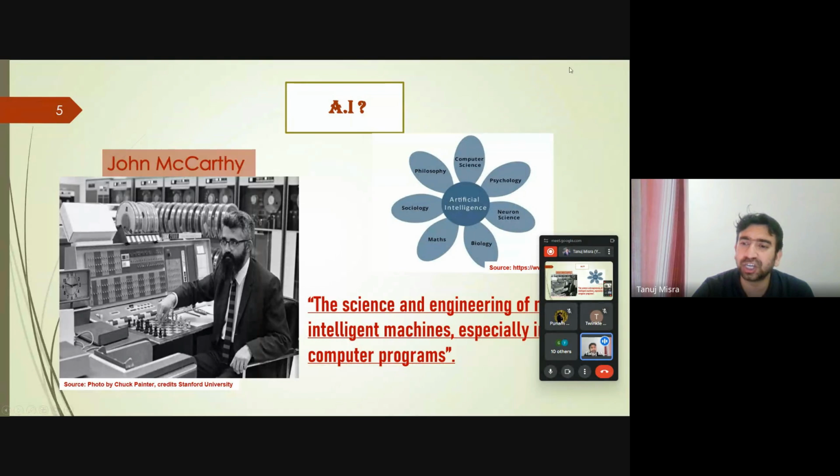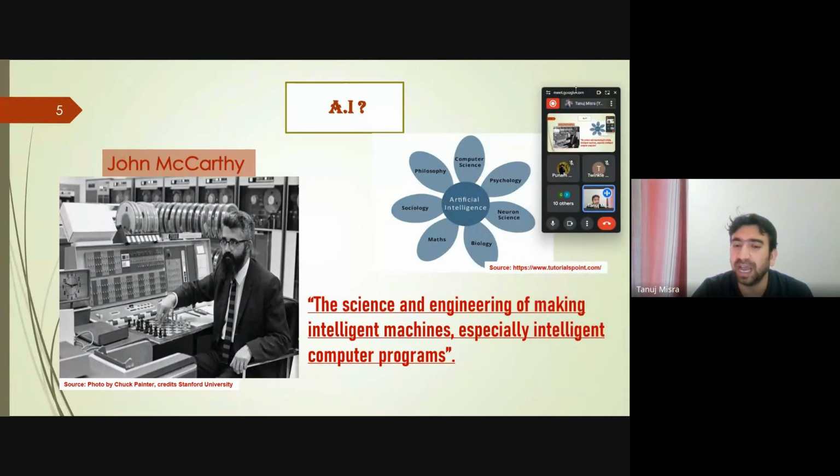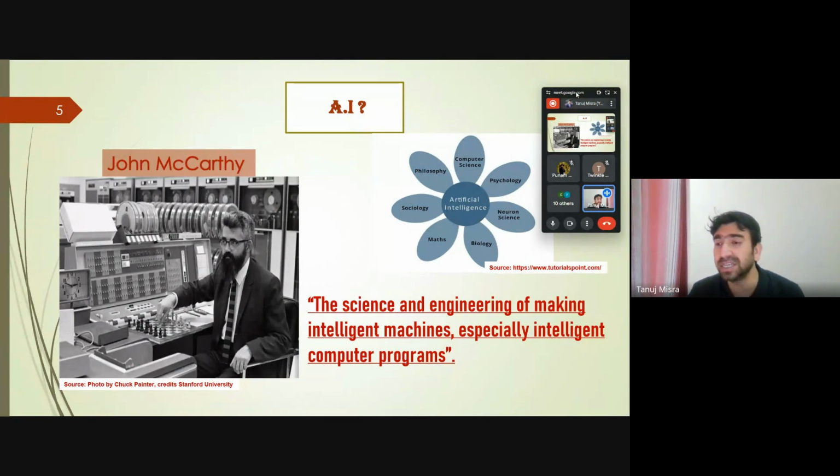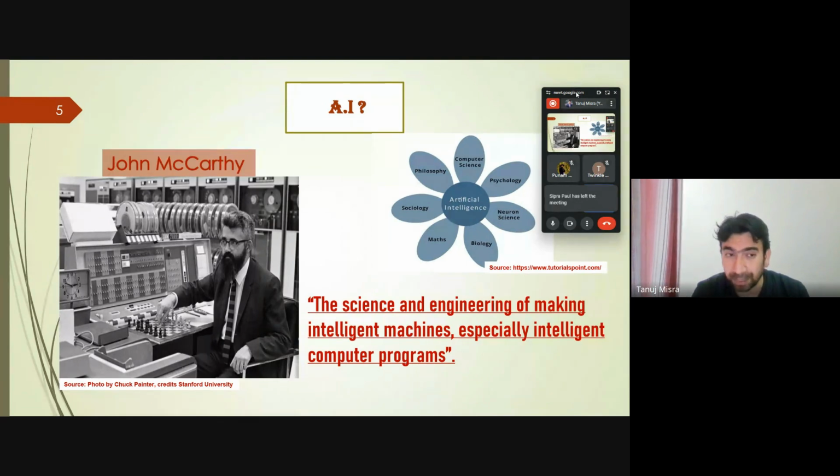So this is the picture of Captain John McCarthy, and he defined artificial intelligence as nothing but the science and engineering of making intelligent machines, especially intelligent computer programs. We know that in basic computer science, the machine can't understand beyond 1 and 0. Machines don't understand anything except 1 and 0. Now we have to apply intelligence on top of that machine. How can we apply it?